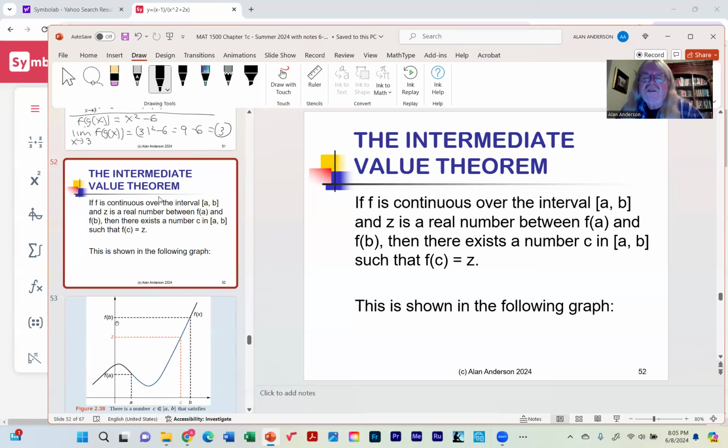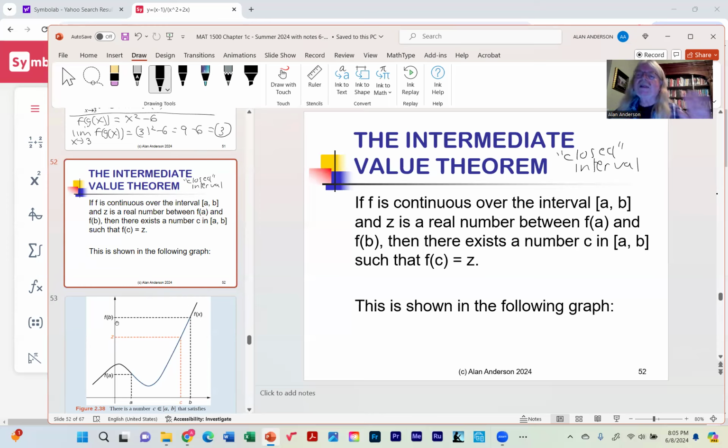So what they're saying here is that if we have a function that is continuous at least over the interval from A to B, and you notice how it's a closed interval, meaning that it includes both endpoints. If the function is continuous over that interval, and Z is some real number that is between f of A and f of B, and by the way, this will make more sense when you see the graph, then there exists a number C in AB such that f of C is Z.